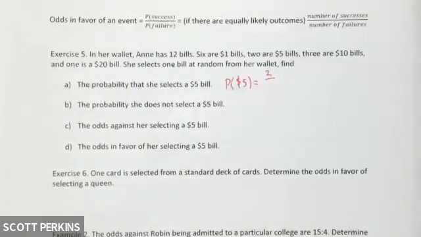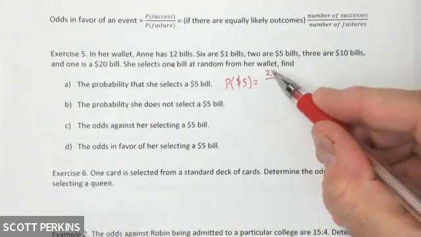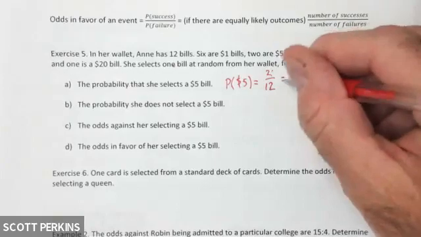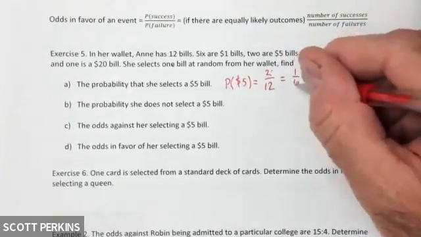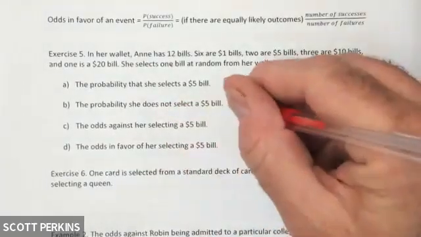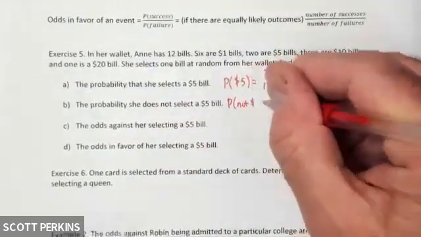Remember, probability, and if anyone else stumbled on this, totally good. That's why I asked this problem, because I expected it. Probability is successes divided by total. So always remember that. I understand that it can get a little conflated in our brain. So there are 2 $5 bills out of 12 total bills. So that becomes 1 out of 6. I'm just going to leave it as a reduced fraction. So then what's the probability she does not select a $5 bill? So everything else.